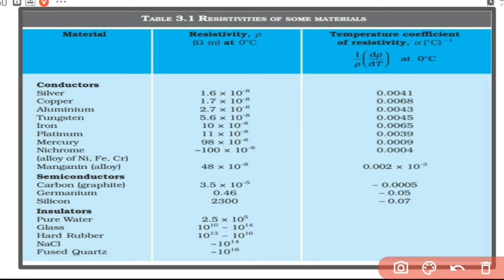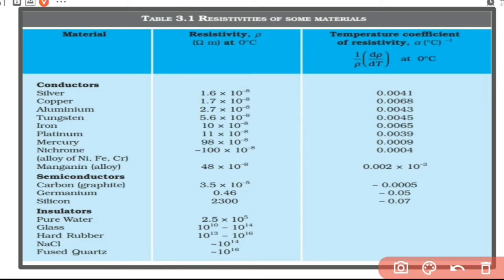Coming to alloys, nichrome is somewhat larger than the individual metals, that is 100 into 10 raised to minus 8 ohm meter. For manganin, it is 48 into 10 raised to minus 8 ohm meter. So that's about conductors. Coming to semiconductors, their resistivity is somewhat larger. That means 3.5 into 10 raised to minus 5 for carbon, or the allotrope of carbon, graphite. Then germanium 0.46. Coming to silicon, it is 2300. Coming to insulators, their resistivity value is very high, 2.5 into 10 raised to 5.